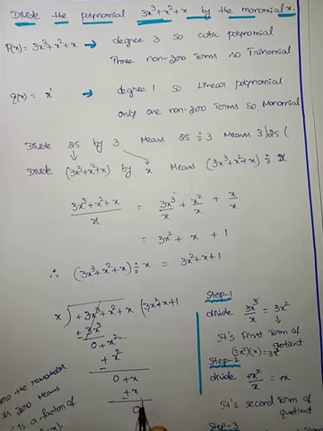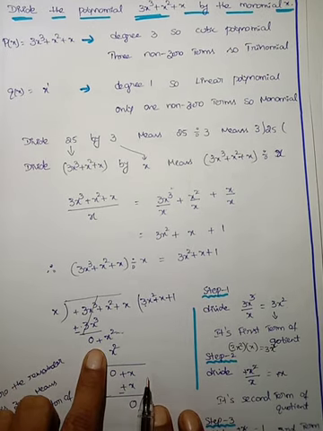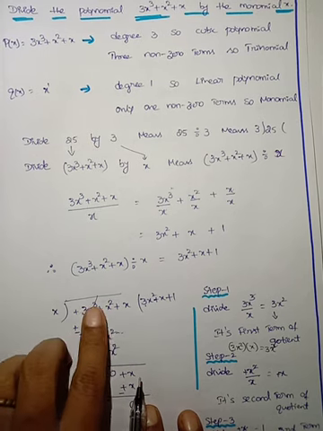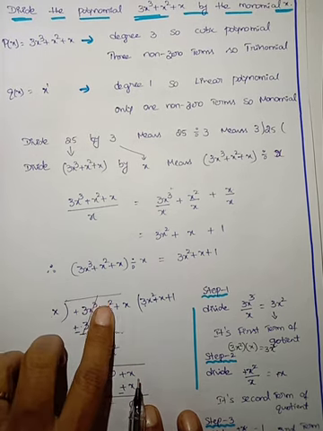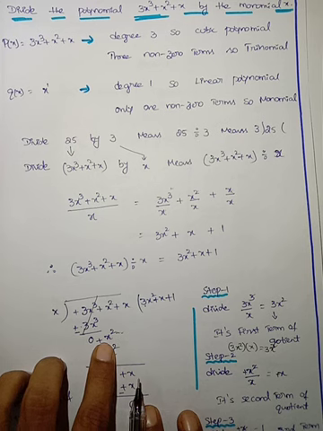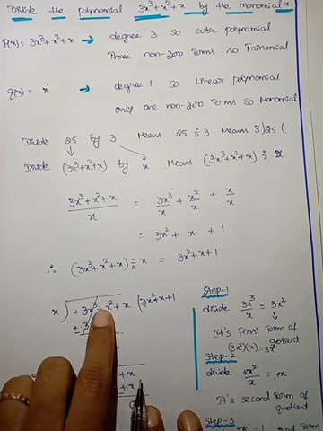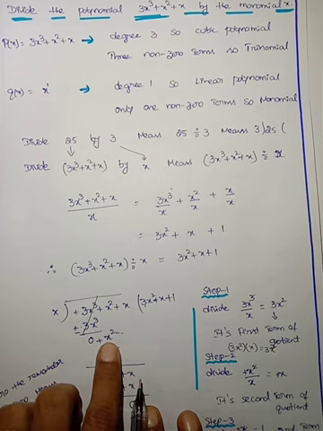Now this is the dividend. This step is completed. Now I write this term at this place, just bring down plus x square. The sign is most important: plus x square.